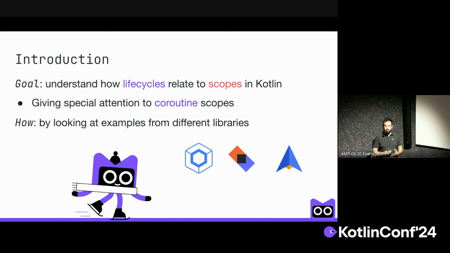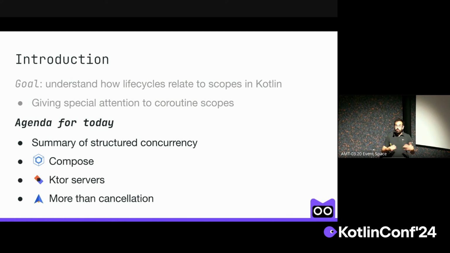And we are going to do so by looking at examples from different libraries, both front-end and back-end. In particular, today I'm going to start by giving you a brief summary of the main concepts you need to know about structured concurrency to understand this talk, and then we'll look at examples from Compose, also examples from the other side, from Ktor, and then at the end, I'll briefly mention that the idea of scope is not only for coroutines, it also works for other kinds of concepts like resource management, like distributed transaction, but it's going to be at the very end.